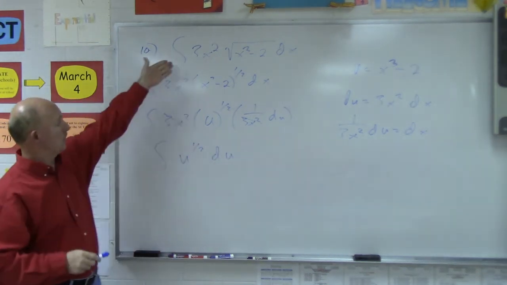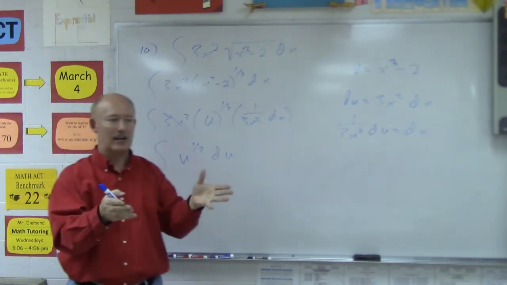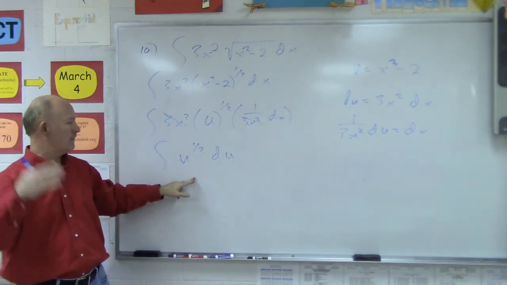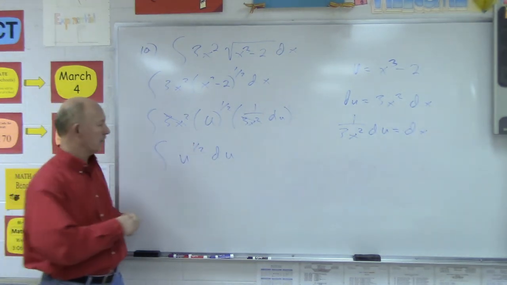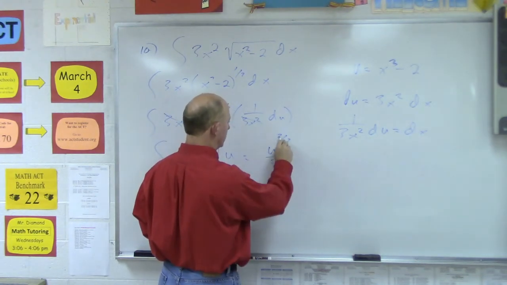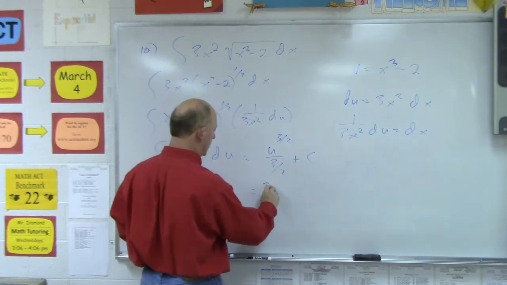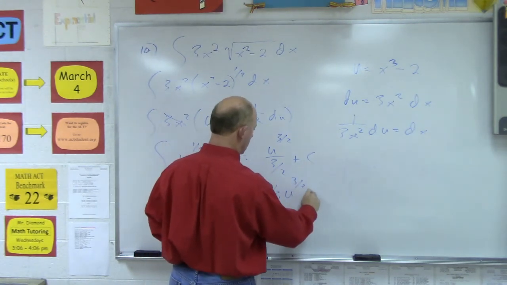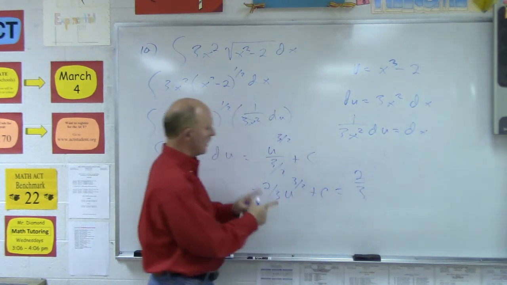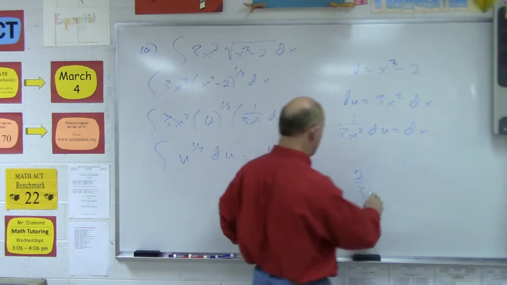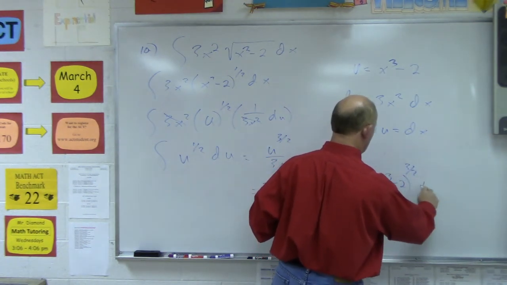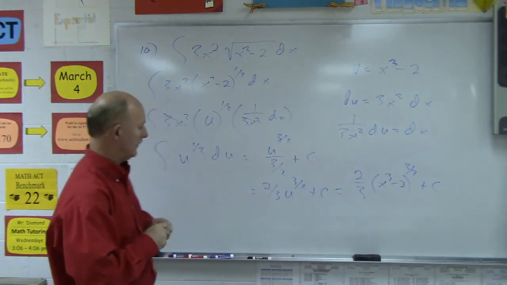Once again, what looked like an intimidating integral at the beginning is now very, very simple. Once you change the variable, all it is now is u to the 1/2 power. If we find our antiderivative, this will be u to the 3/2 power over 3/2, plus c. This becomes 2/3 u to the 3/2 plus c. And as we rewrite our answer back in terms of x, substituting back in for u, this becomes x cubed minus 2 to the 3/2 power plus c. So our antiderivative, that's it.